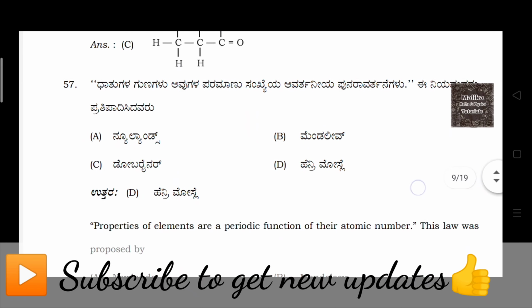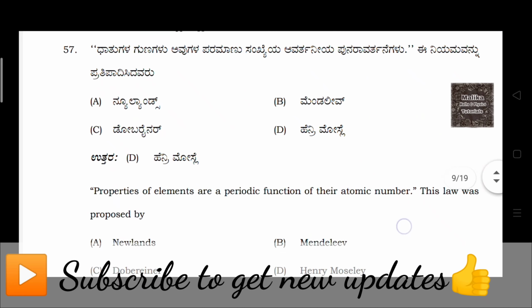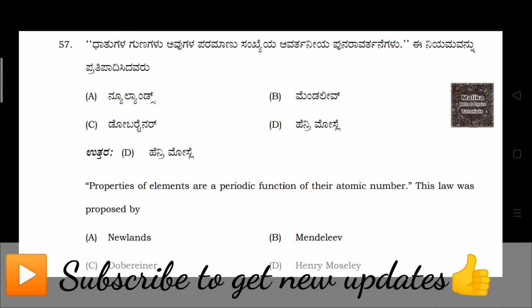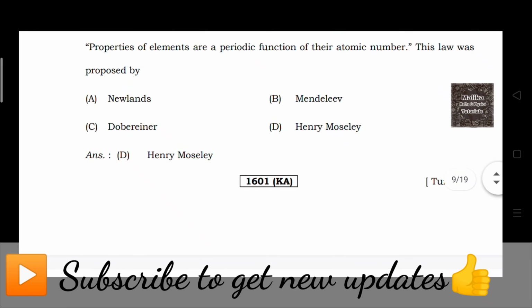Next question number 57. Properties of elements are a periodic function of their atomic number. This law was proposed by Henry Moseley.